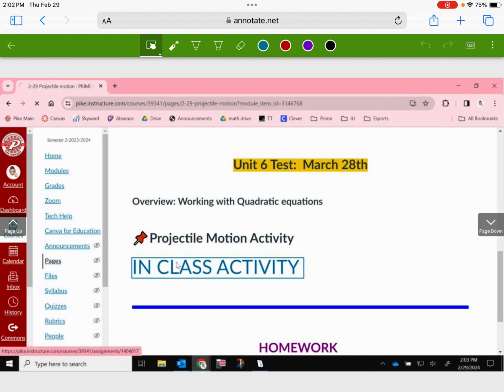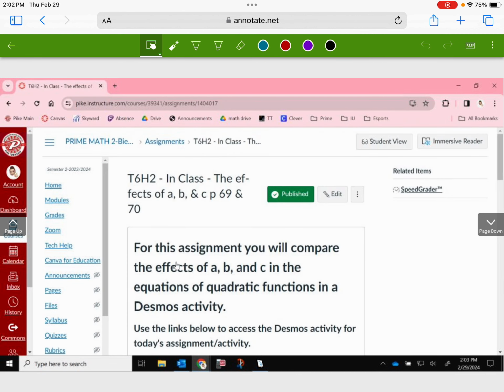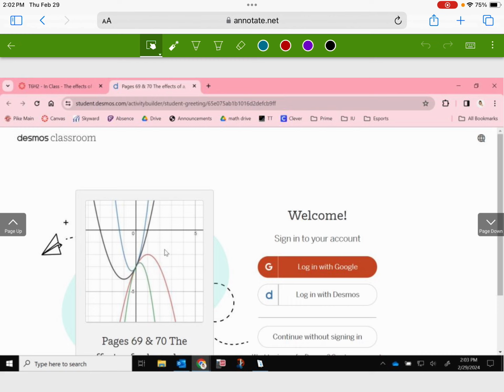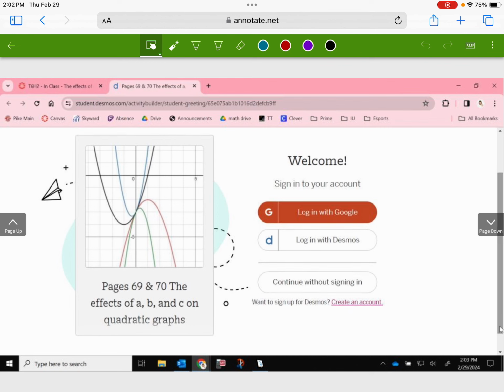Click on this big link that says in-class activity. When you scroll down to the bottom, it's got a link that says period 7. If you click on that, it'll take you to the Desmos page. You do not have to sign in. You can if you want to. You do have a login with your Google, or you can continue not signing in. Just put your people name. It doesn't have to be your whole people name, but a people name. Not your 500 number. I don't know those. But also don't put like P-Dog or whatever, because I won't know who that is either. It doesn't have to be your Skyward name, your government name, anything like that. Something I know relative to you.